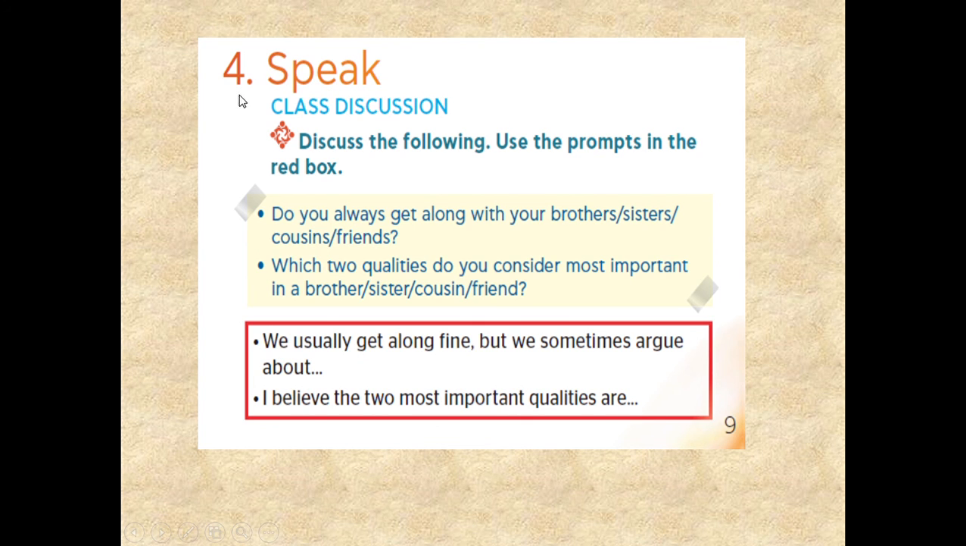Let's move to the last part in our session, speaking. Do you always get along with your brothers? Do you always get along with your sisters, cousins, or friends? Which two qualities do you consider most important in a brother, sister, cousin, or a friend? Express your answers with these expressions. We usually get along fine, but we sometimes argue about blah blah blah and mention the topic here. I believe that two most important qualities are, and mention the qualities. Okay?